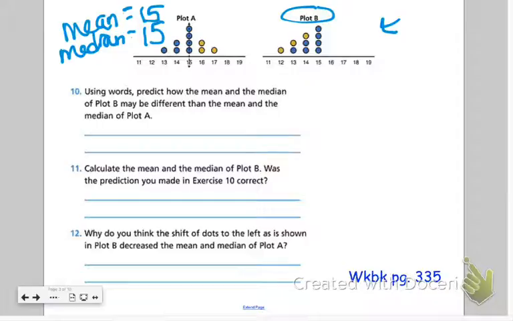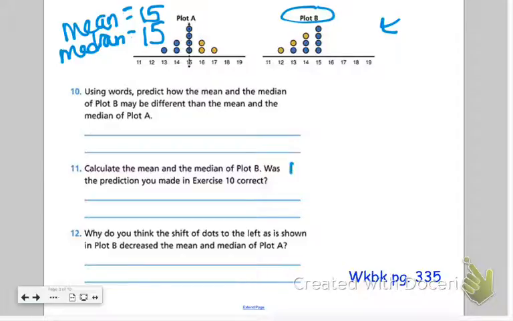Now we're going to find out. Look at number 11. Calculate the mean and the median of plot B. Was the prediction that you made in exercise 10 correct? Well, I don't know what your prediction is, but we can at least calculate the mean and the median of plot B. So let's see.